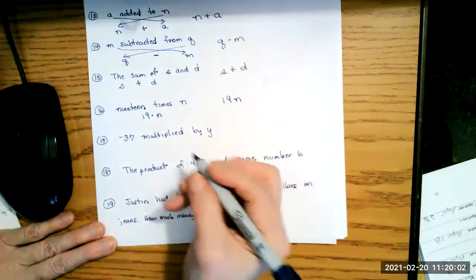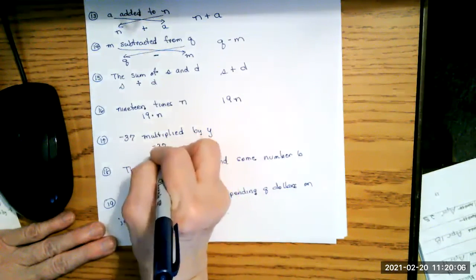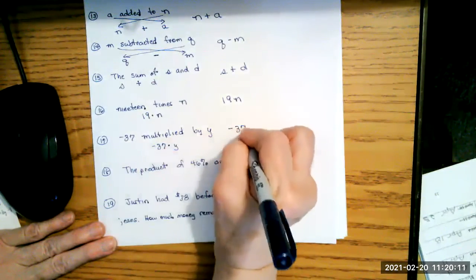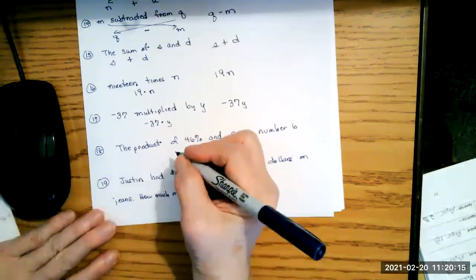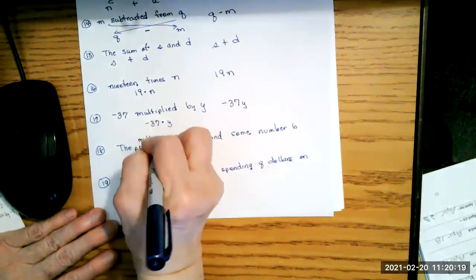37 multiplied by, that means the times or the dot. Again, you could have negative 37 times y, but your author is probably going to want you to just put negative 37y.